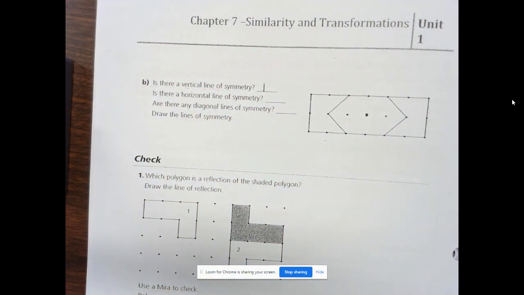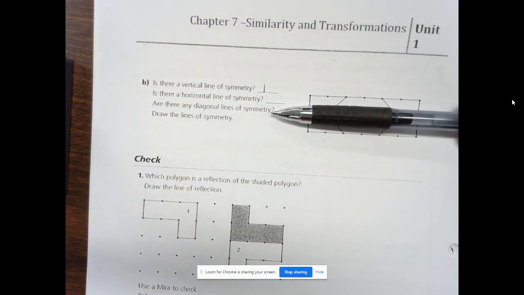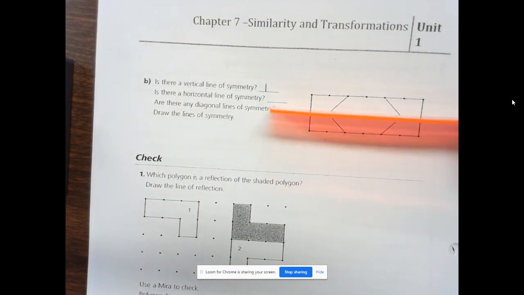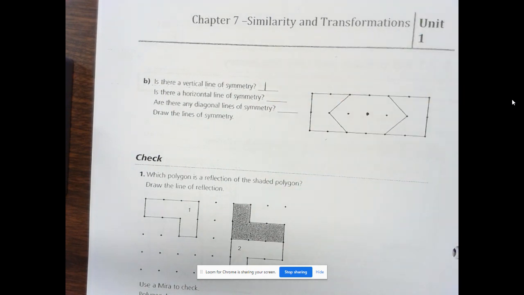Is there a horizontal line of symmetry? If I were to cut it through the middle, straight across, is it the same on the top and the bottom? Yes, there is. So I would say there is one horizontal line of symmetry.